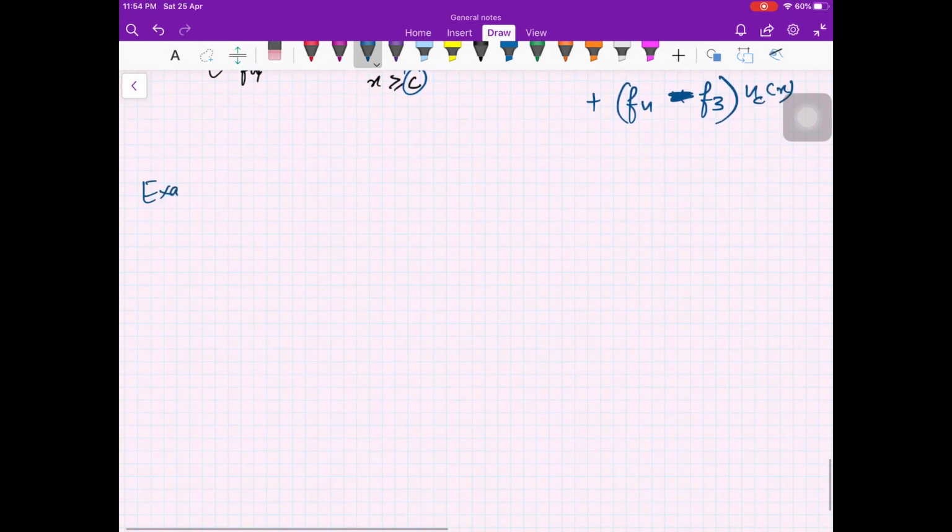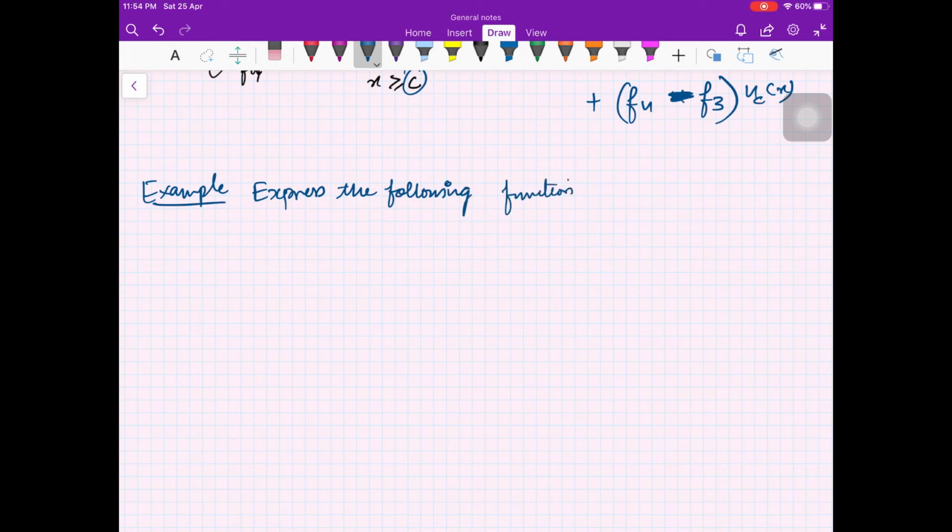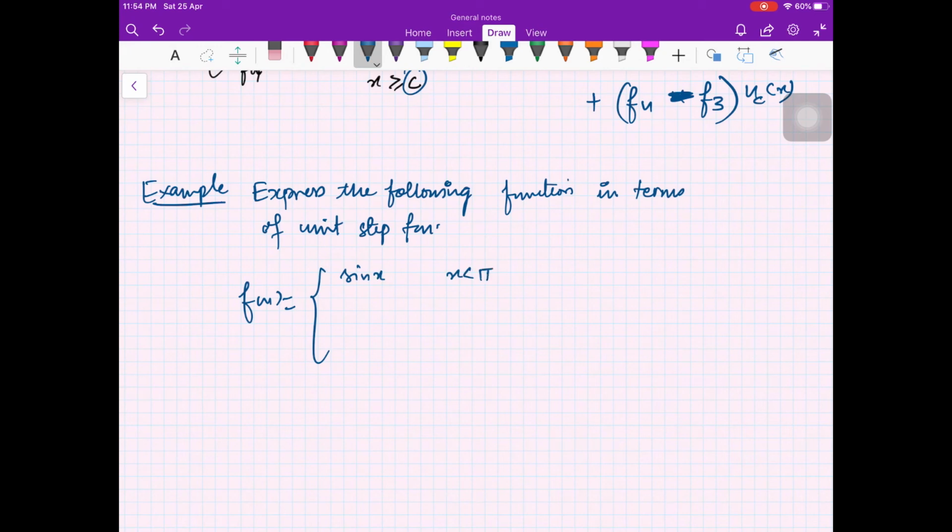So let us do one example. The example is, express the following function in terms of unit step function. You have f of x is sine of x for x less than pi, this is sine 2x for pi less than or equal to x less than 2 pi, and this is sine 3x for x greater than or equal to 2 pi. Right, so this is quite simple.